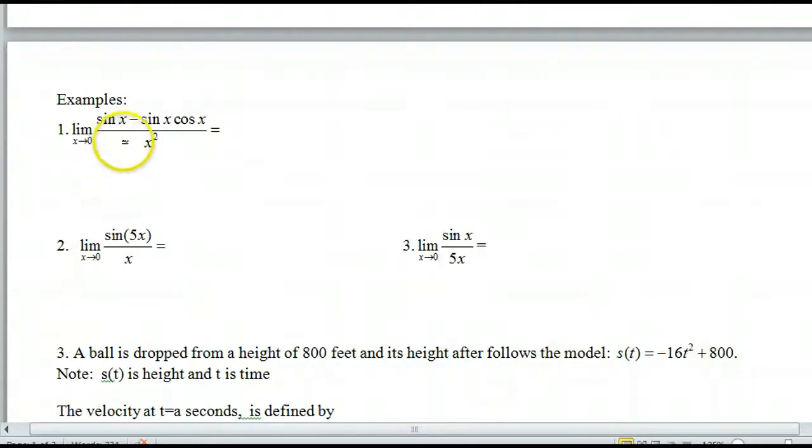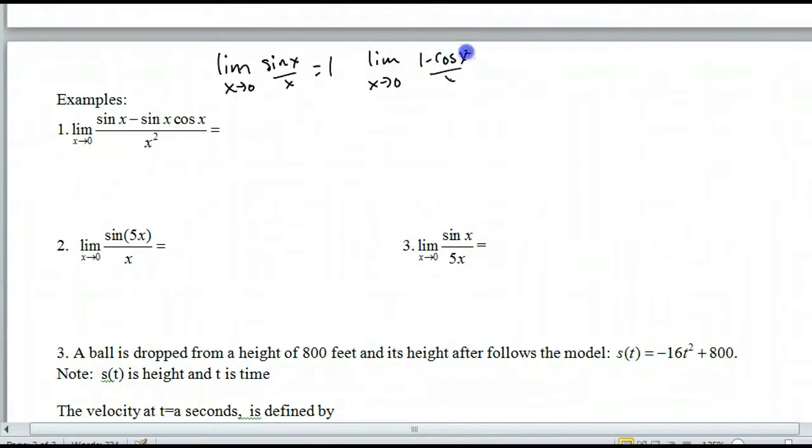Now let's go to some examples, and let's see if we can use our new limit formulas to deal with these. If I look at this one, it looks kind of like the limit as x goes to 0 of the sine of x over x. Not exactly, but we can make it happen. The limit as x goes to 0 of 1 minus cosine of x all over x is equal to 0.